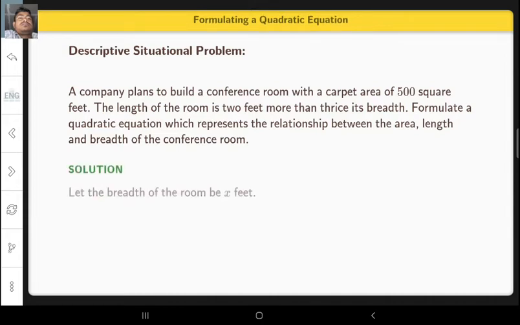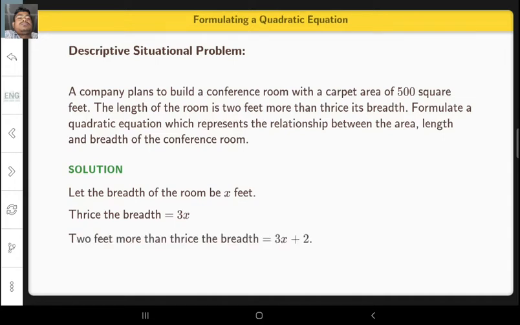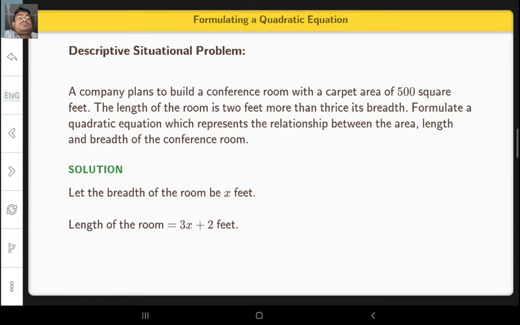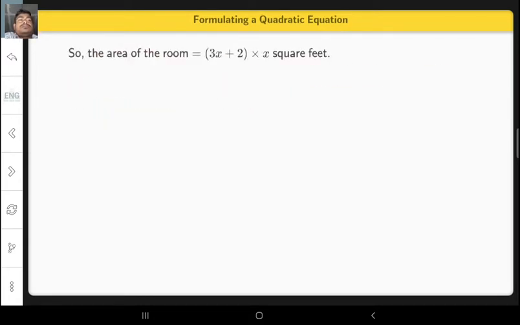Solution: let the breadth of the room be x feet. It is given that the length of the room is 2 feet more than thrice its breadth. Thus, thrice the breadth is 3x, and 2 feet more than thrice the breadth is 3x plus 2. Thus, the length of the room is 3x plus 2. So, the area of the room is equal to (3x plus 2) into x square feet, as the area is obtained by multiplying length by breadth.